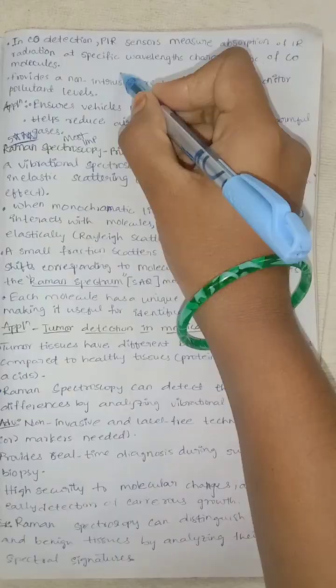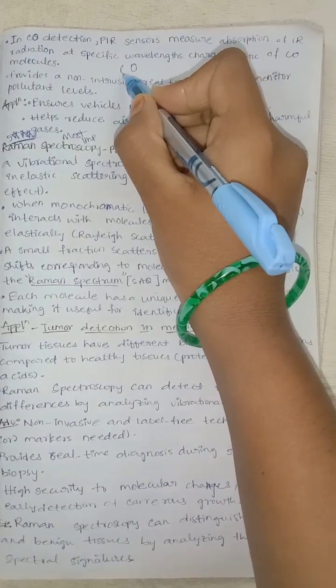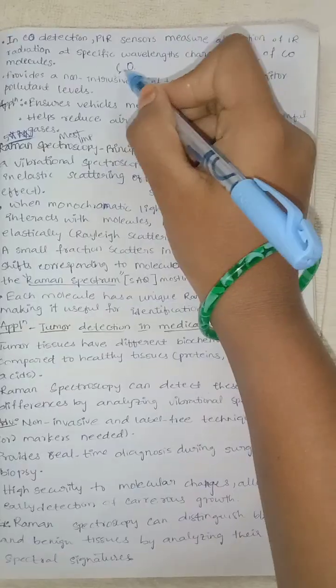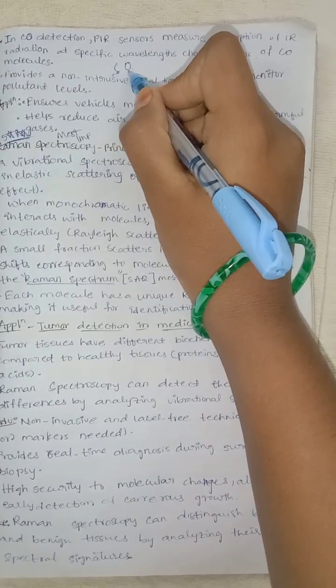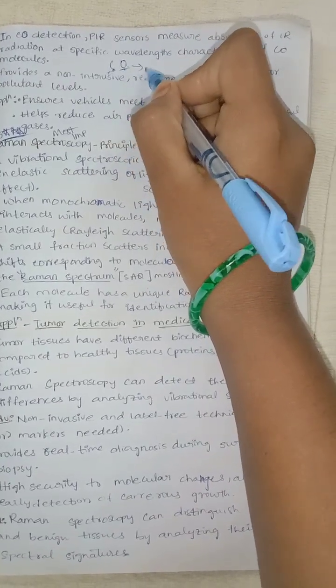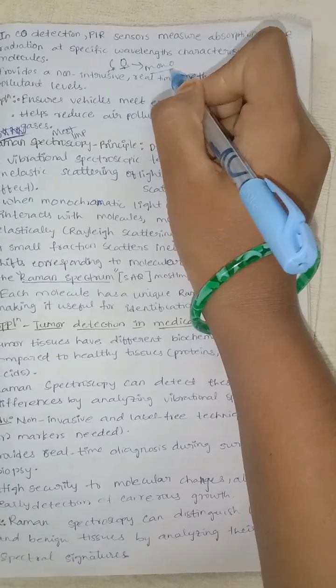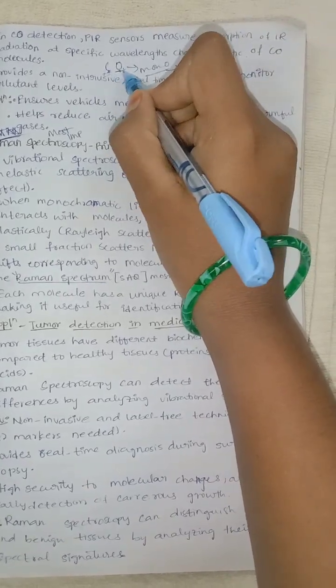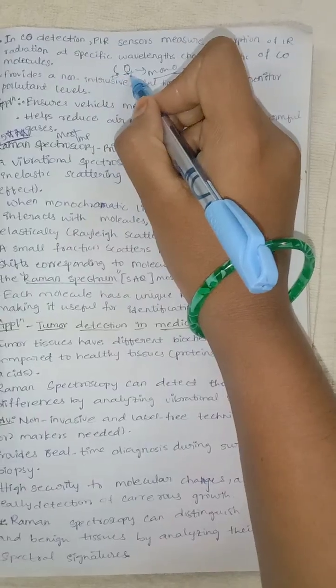CO detection. CO is nothing but C for carbon and O for oxygen. Monoxide: carbon is a single term and oxygen is a single term, known as mono. Mono means a single. One carbon and one oxygen is known as monoxide.